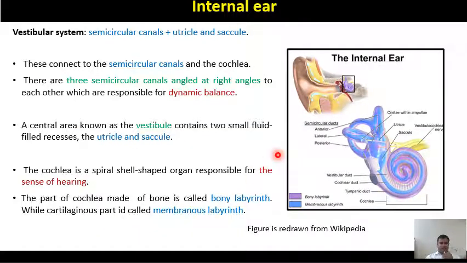If we discuss the details of the internal ear, the semicircular canal is responsible for dynamic balance or angular balance, while utricle and saccule are responsible for linear movement. And we have already discussed that the cochlea is responsible for hearing. So the bony part of the internal ear is called the bony labyrinth, while the membranous part is called the membranous labyrinth.